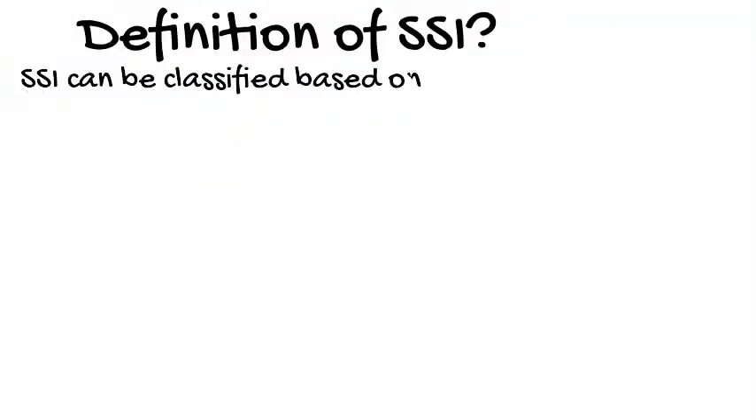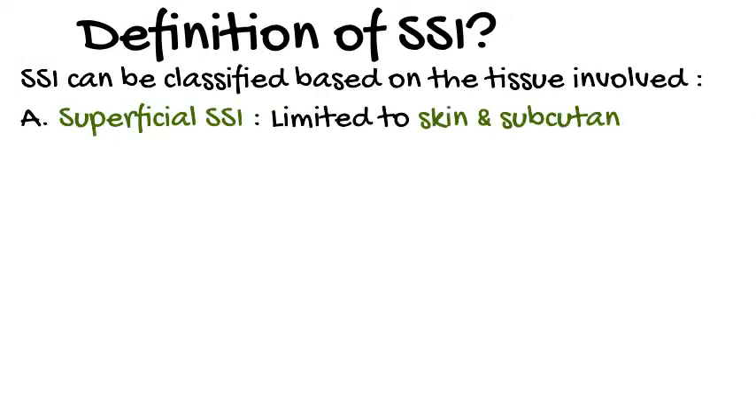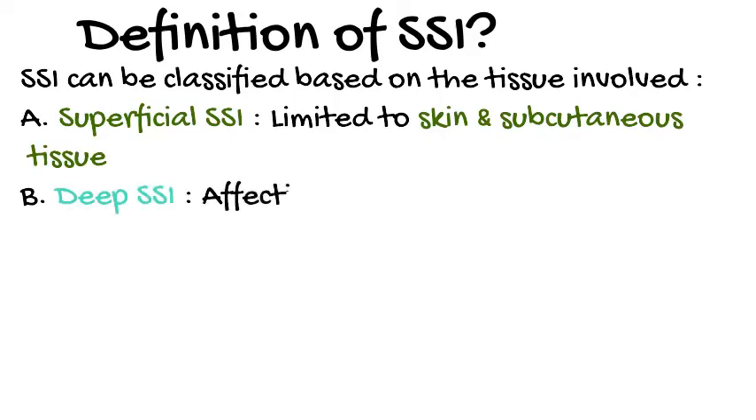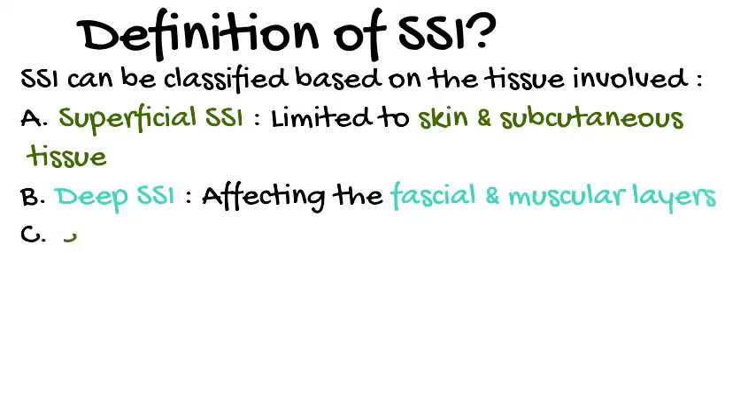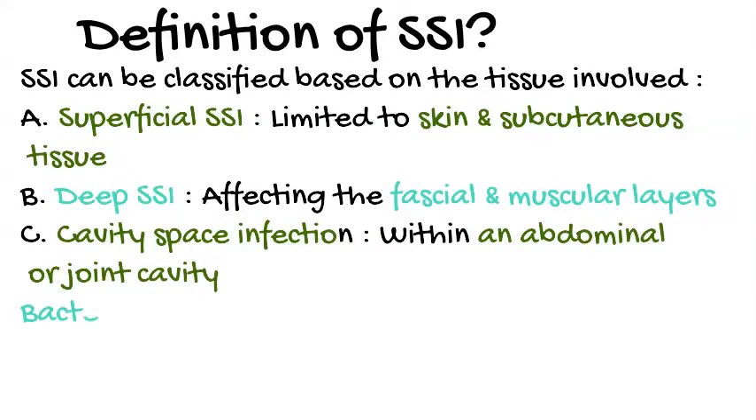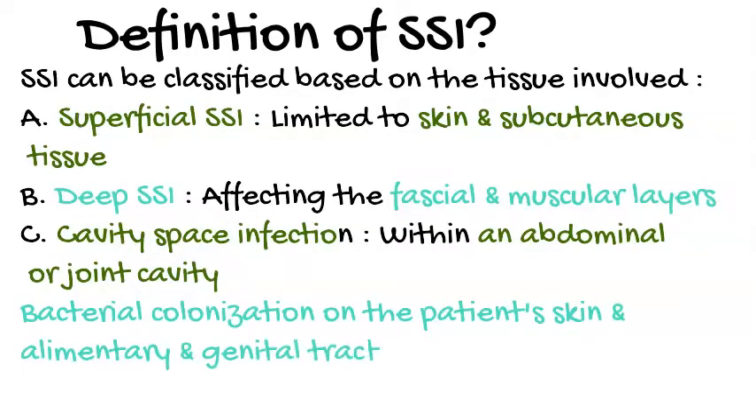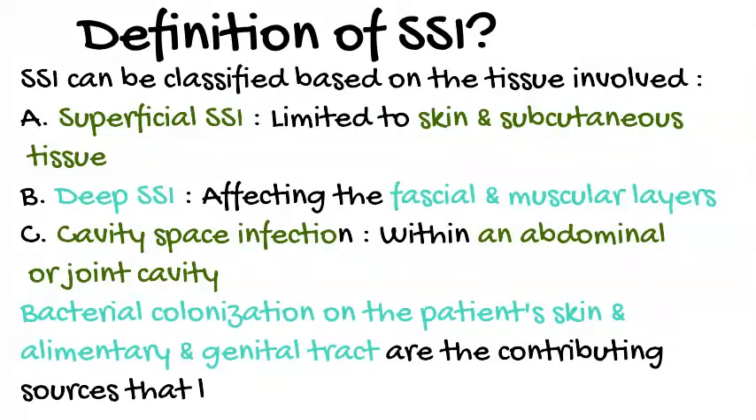Surgical site infection (SSI) can be defined based on the tissue involved. A. Superficial surgical site infection, which is limited to the skin and subcutaneous tissue. B. Deep surgical site infection, whereby it affects the fascial and muscular layers. C. Cavity space infection, which occurs within an abdominal or joint cavity.